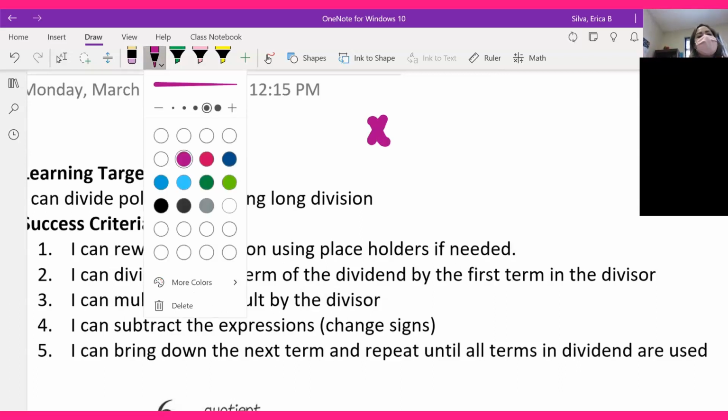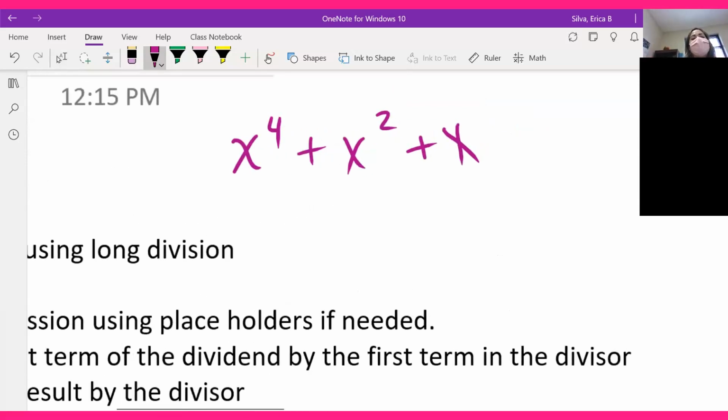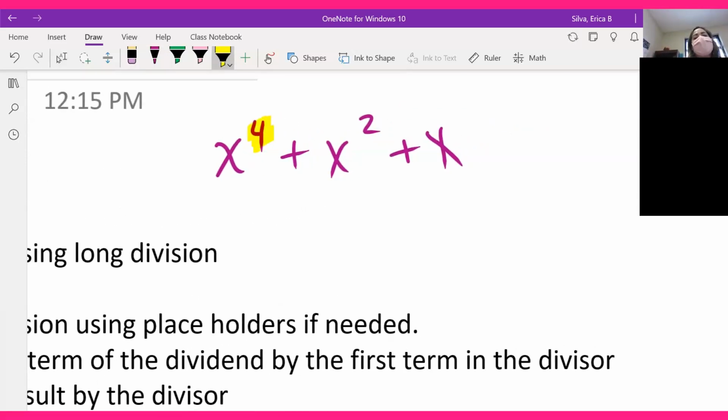Let's say we have x to the fourth plus x to the second plus x. Look, if you look at my exponents, we've got 4, 2, and we've got 1. Which one's missing? X to the what? X to the third.